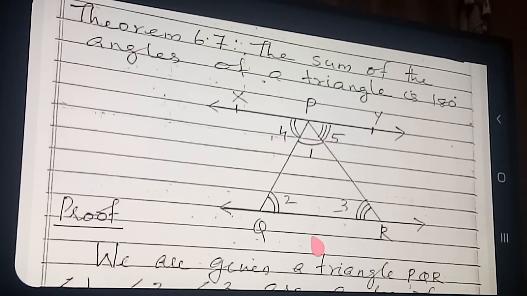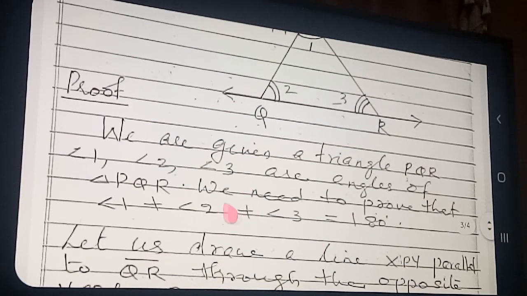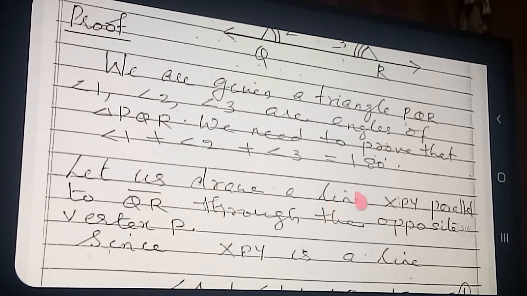See the points I have written down. We are given a triangle PQR. Angle 1, angle 2, angle 3 are the angles of the triangle PQR. We need to prove that angle 1 plus angle 2 plus angle 3 is equal to 180. Clear? Now let us draw a line XPY parallel to QR through the opposite vertex P.